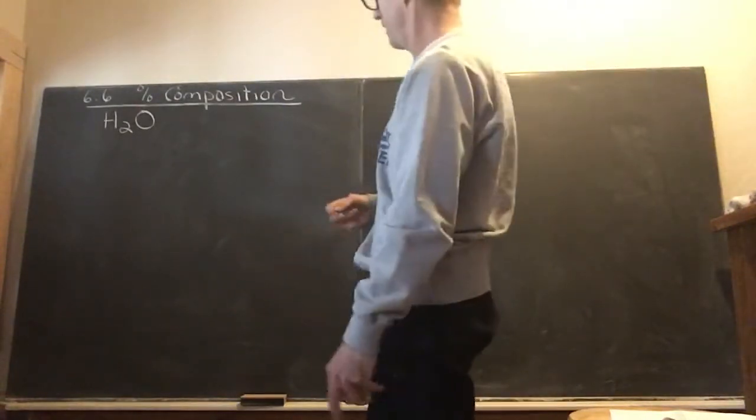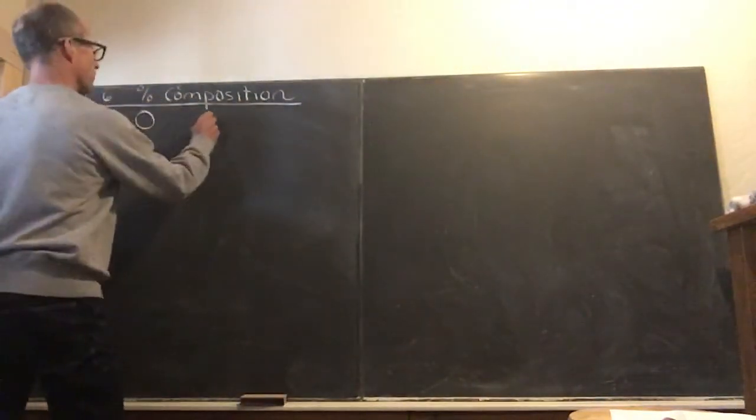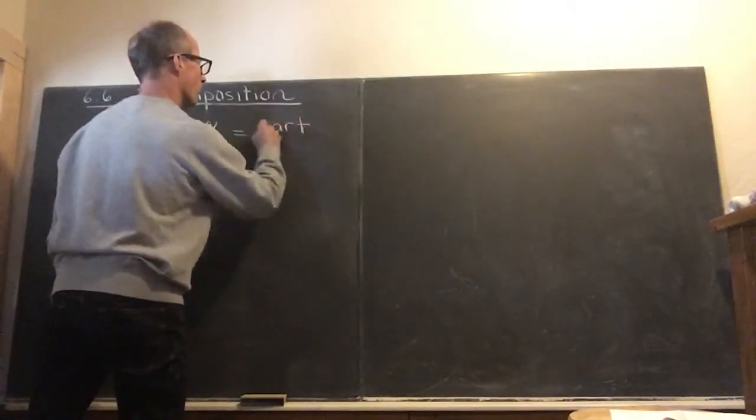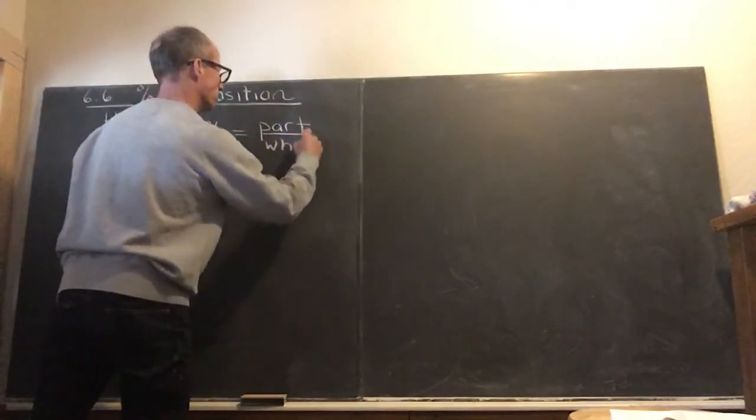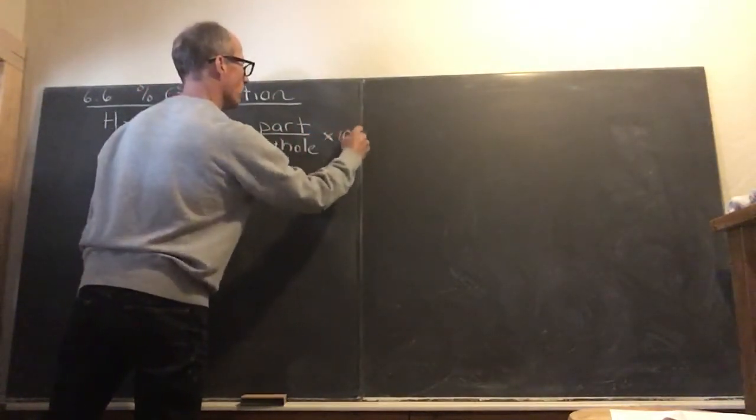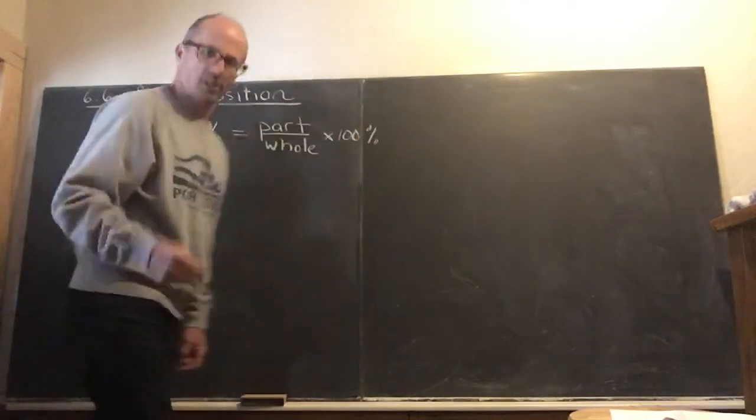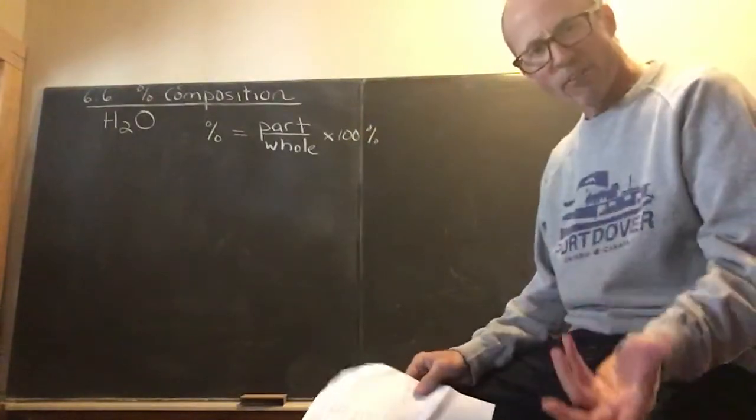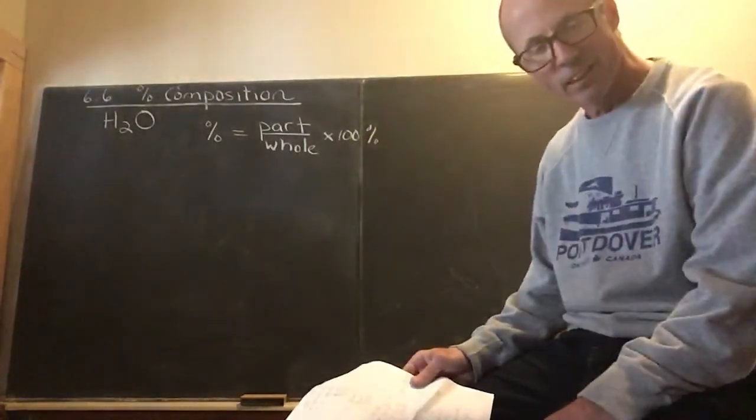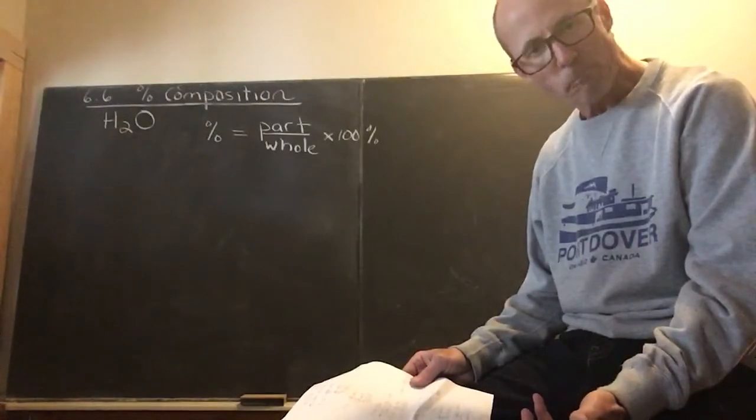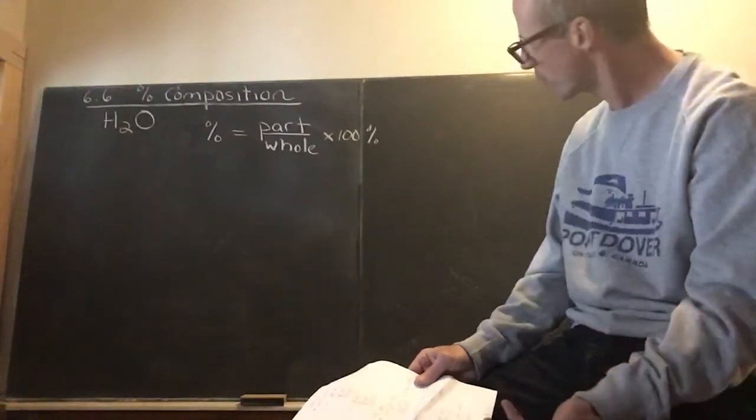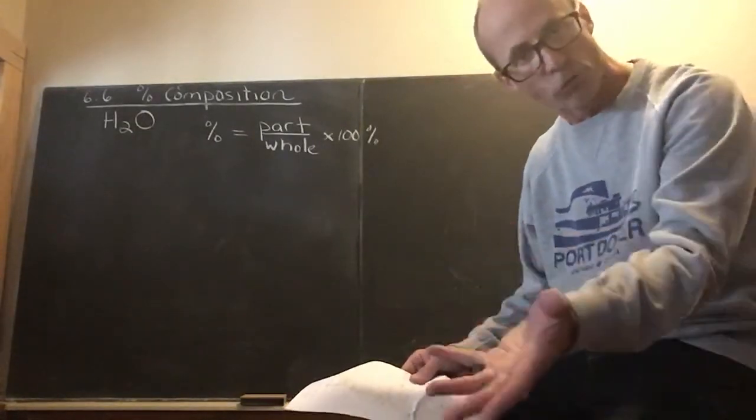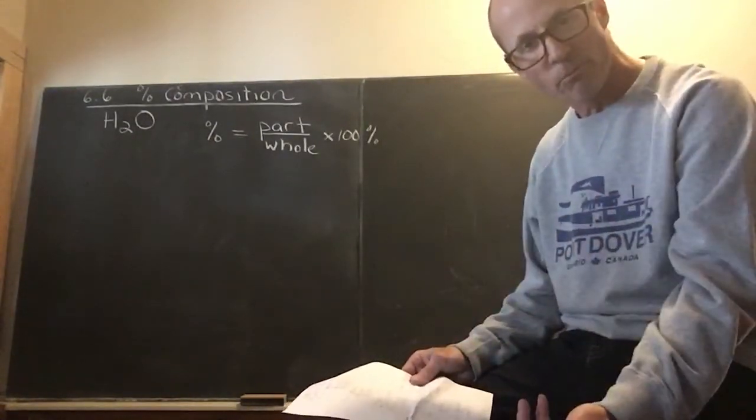Well, it's very easy, because we know that the percent of anything is equal to the part over the whole. And we do this all the time, if you think about it. When you get a test back, for example, if you got 16 out of 20 on that test, the part is 16 and the whole is 20. Mathematically, 16 divided by 20 times 100 gives you a mark of 80%. Not too shabby. We can apply the same principle to chemistry.